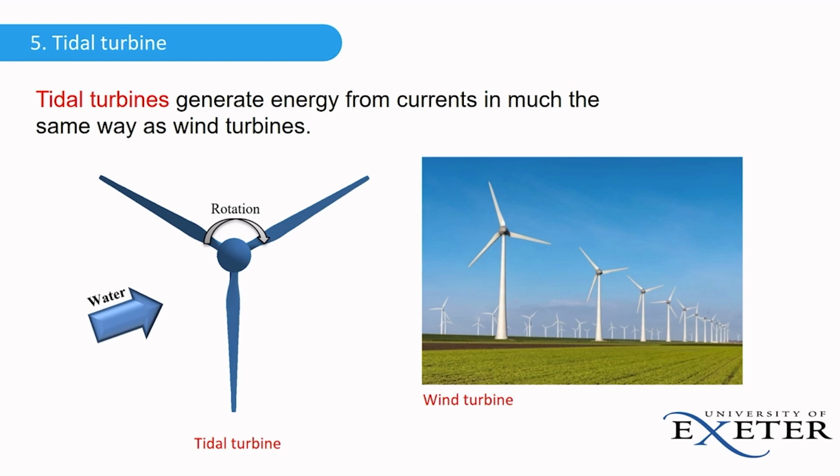Tidal turbine. Tidal turbines generate energy from currents in much the same way as wind turbines. You may see wind turbines around your city or in movies. In the same way, a tidal turbine can convert tidal energy to kinetic energy, to useful energy. A wind turbine converts wind energy to kinetic energy, to useful energy, to produce, for example, electricity.